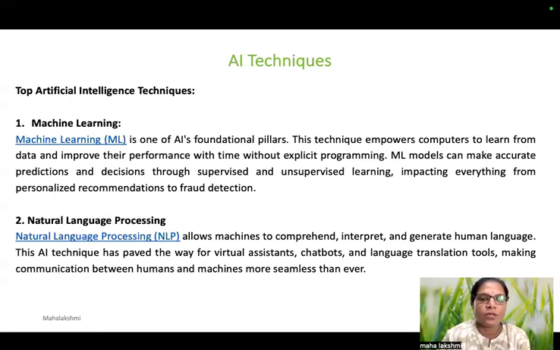Machine learning is one of AI's foundational pillars. This technique enables computers to learn from data and improve their performance over time without explicit programming. ML models can make accurate predictions and decisions through supervised and unsupervised learning, impacting everybody and every learner with personalized recommendations, fraud detection, and other applications as well.